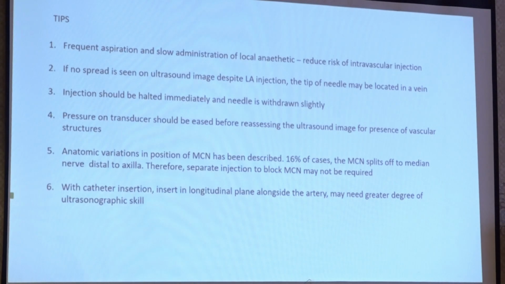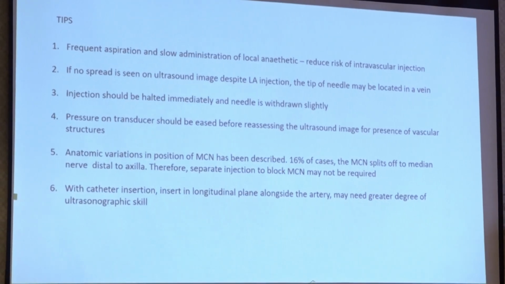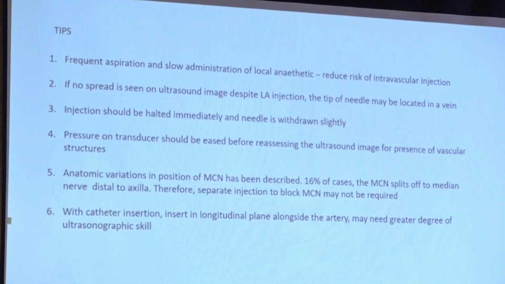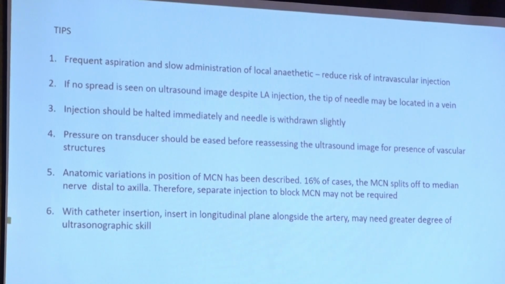Some tips: it is advisable to aspirate frequently with slow administration of local anesthetic, as this helps to reduce intravascular injection. If no spread is seen on the ultrasound image despite the injection, the needle tip may be located in the vein, and you should reposition your needle tip. Injection should be stopped immediately and the needle withdrawn slightly. Let's say we can't see the area where the local anesthetic is deposited. Pressure on the transducer should be eased before reassessing the ultrasound image for the presence of vascular structures.